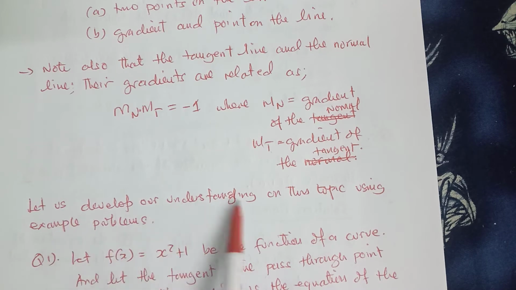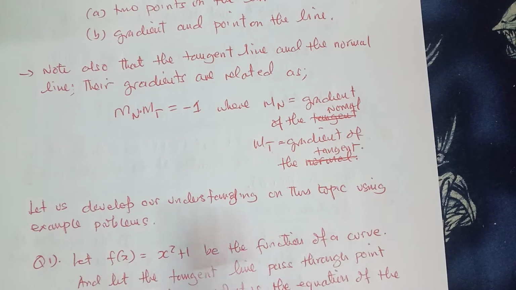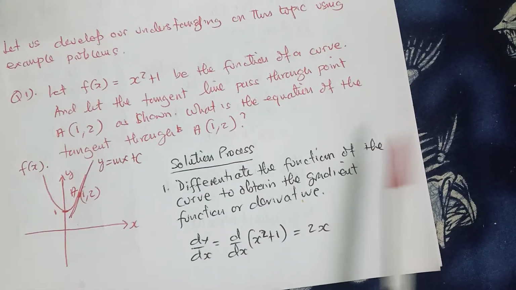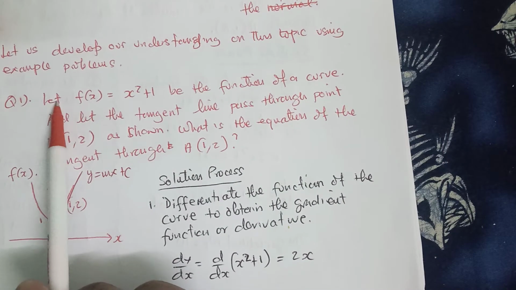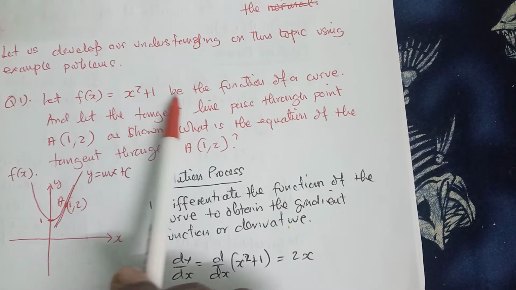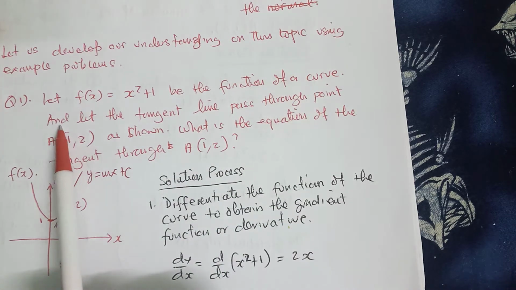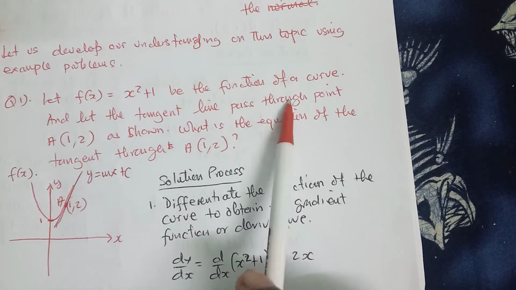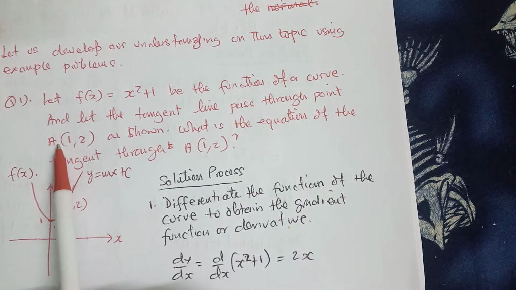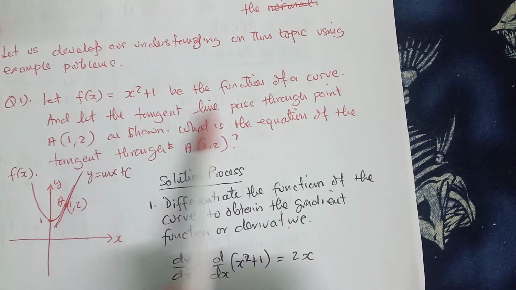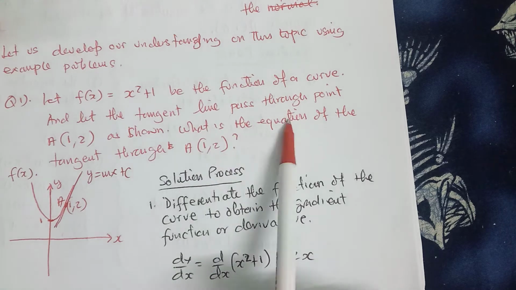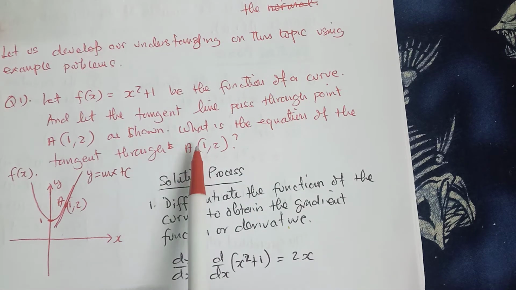Let us develop our understanding of this topic using example problems. Let the first problem be: let f(x) = x squared plus 1 be the function of a curve, and let the tangent line pass through a point A of coordinates (1, 2) as shown. This is the graph illustrating what I've just read. What is the equation of the tangent through point A?